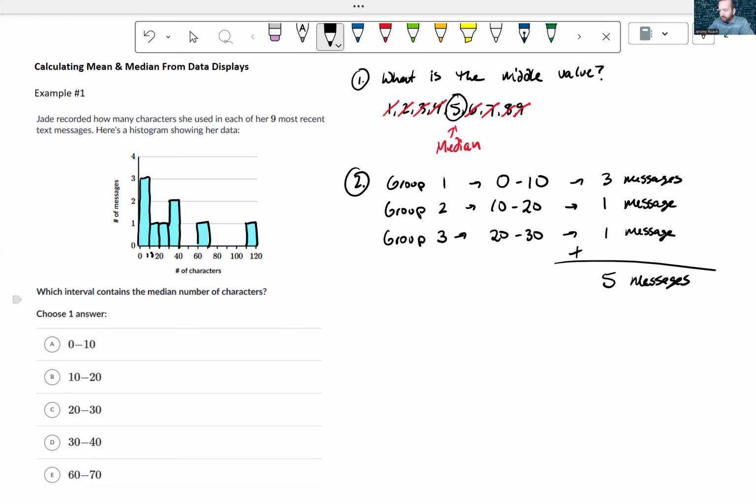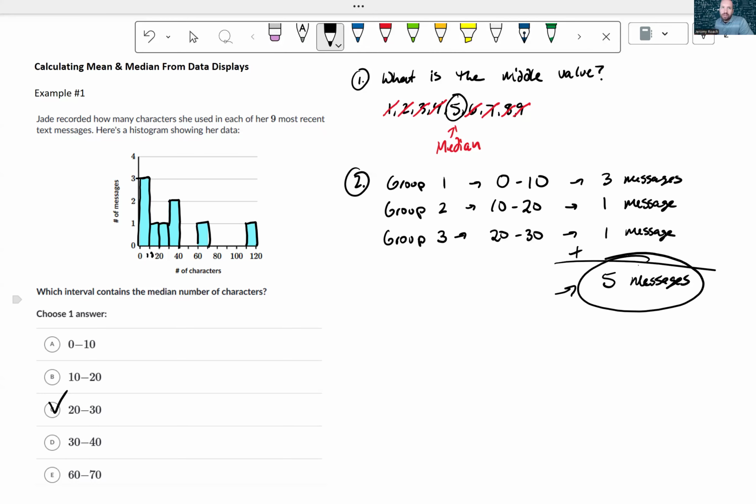Starting at 0, from 0 to 10, we have 3 messages. 10 to 20, we have 1 message. 20 to 30, we have 1 message. That would give us the 5 messages that we're at. So from group 3, 20 to 30 is 5 messages. And so the interval that contains the median is 20 to 30.